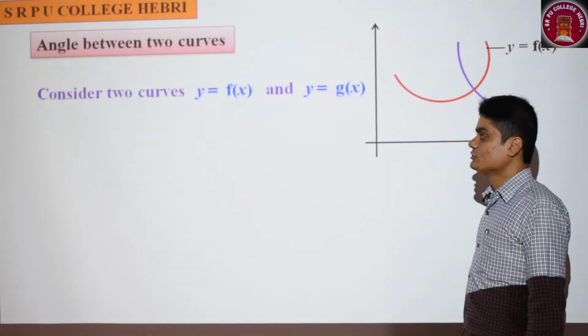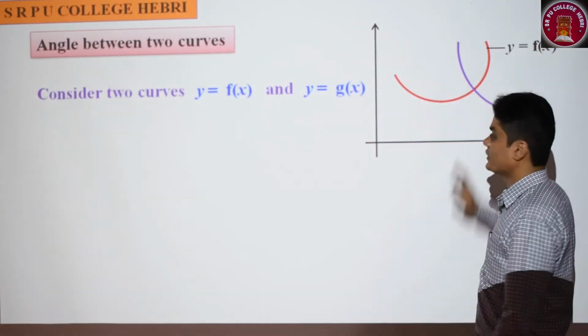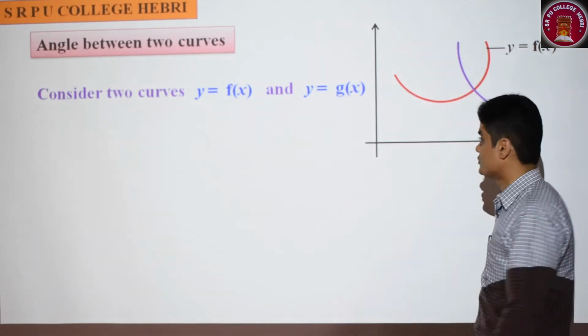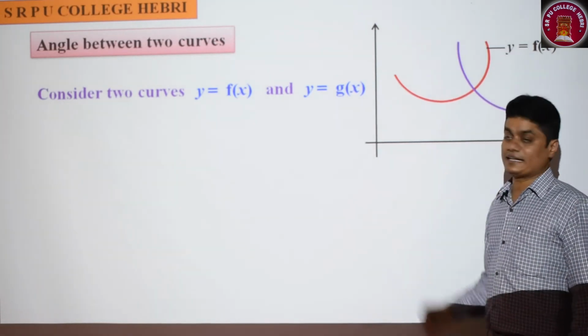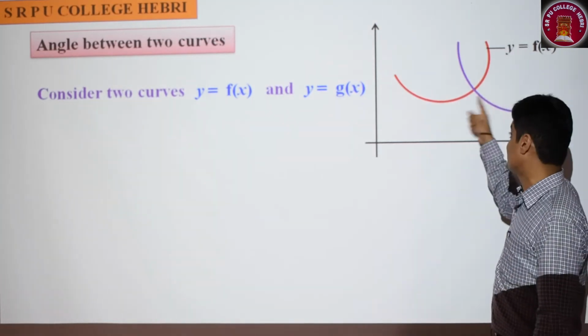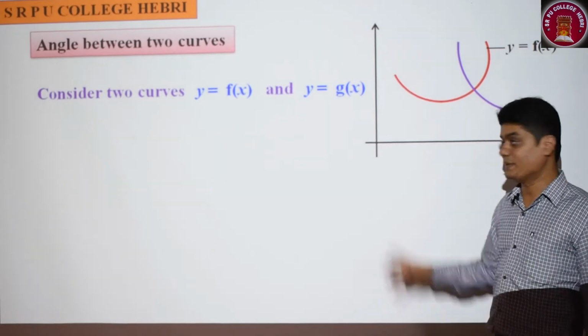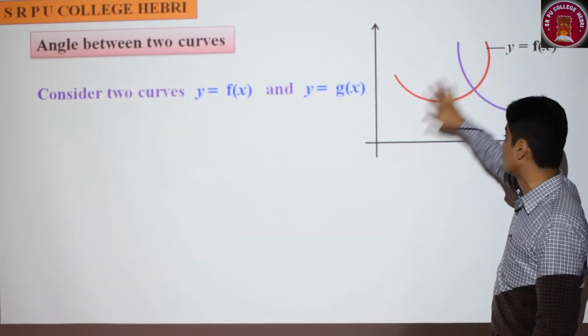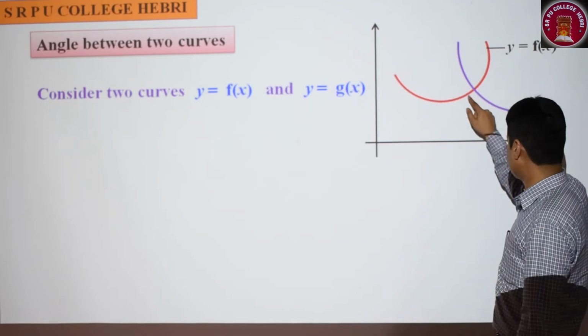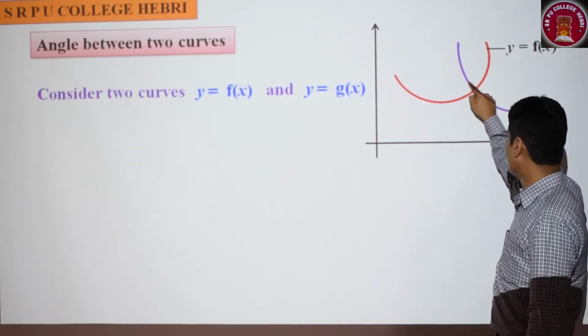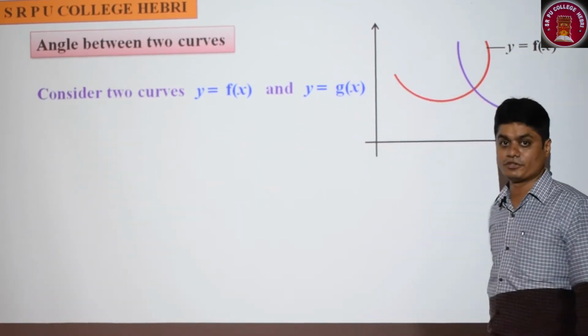So for the angle between two curves, first consider two curves, y is equal to f of x and y is equal to g of x. To find the angle between two curves, the two curves must intersect, maybe in any pattern. Let us assume that these two curves cut like this. Now this angle is required, or this angle or this angle or this angle. There are 4 different angles.